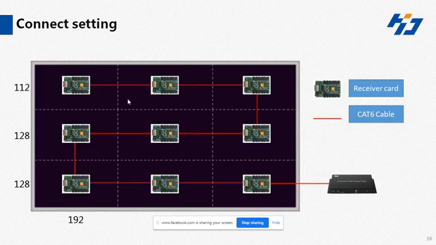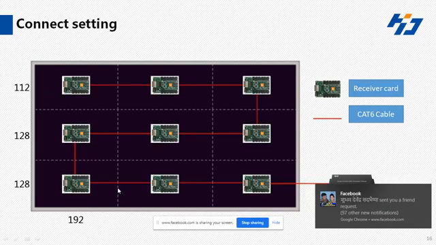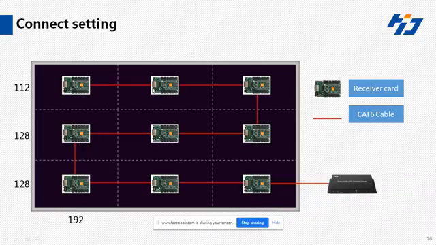First we discussed send card parameters, then we discussed receive card parameters. Now we are discussing the third most important thing, connection settings. So what is basically connection setting? As you can see in the image, there are 9 cabinets connected, and in total there are 9 receiving cards, one placed in every cabinet.